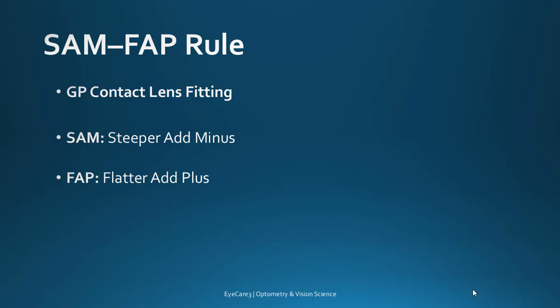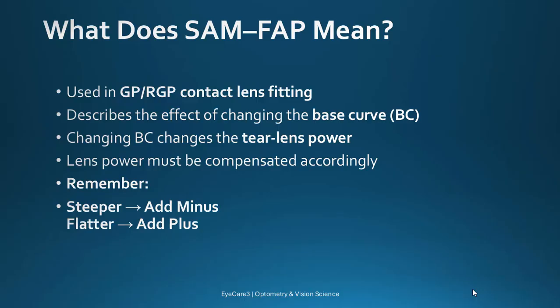Moving forward, we have the SAM-FAP rule. This is used in GP lenses, and SAM stands for steeper add minus and FAP for flatter add plus. What does this rule mean? This rule is basically designed to describe the effect of changing the base curve of a contact lens on tear lens power. When we say steeper add minus and flatter add plus, do remember that we are saying it with reference to the cornea.